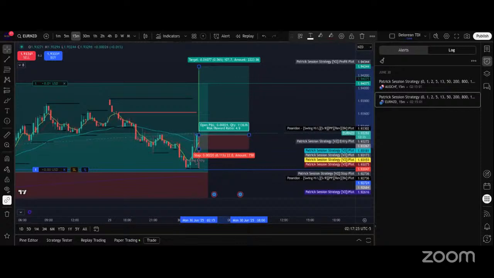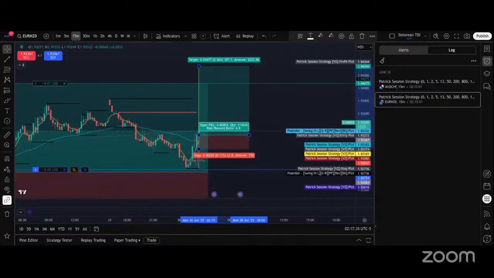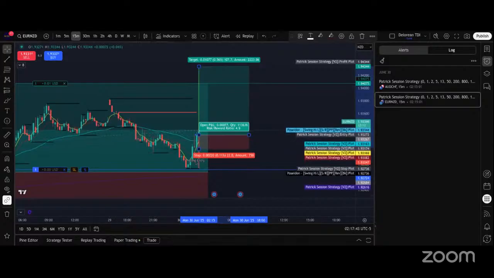All right. So here's your first call of the night. Good morning, Jess. Euro NZD. This is the euro to the New Zealand dollar, 15-minute confirmation. Market execution buy.